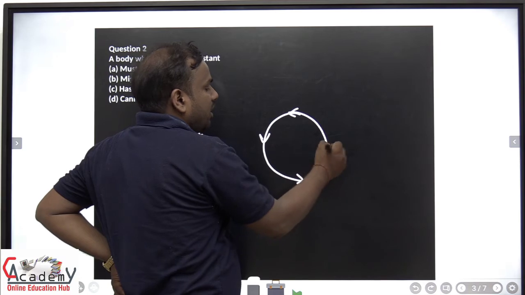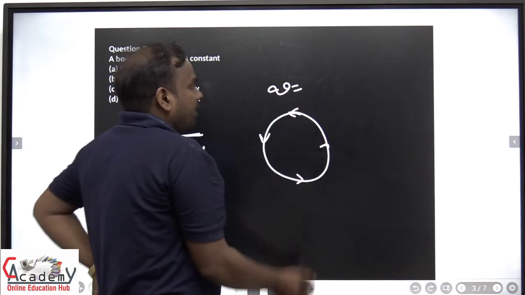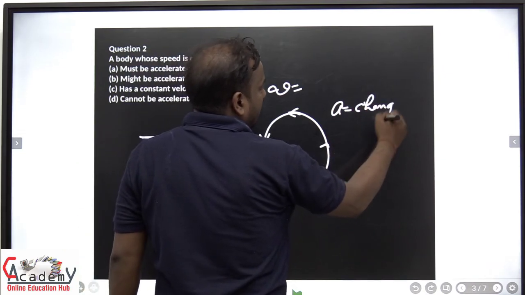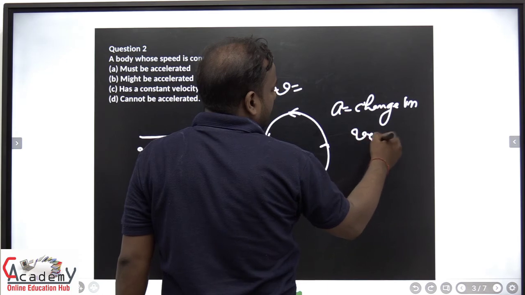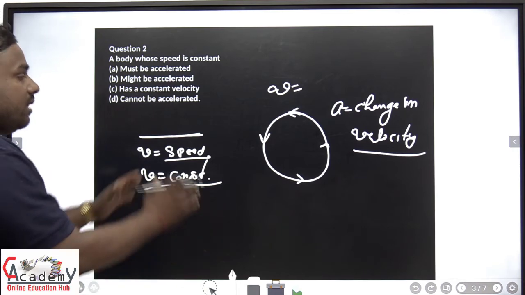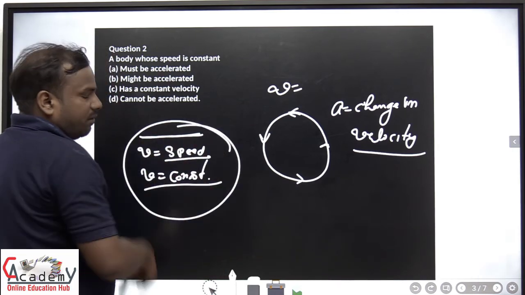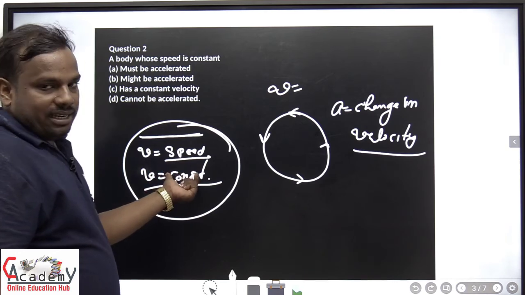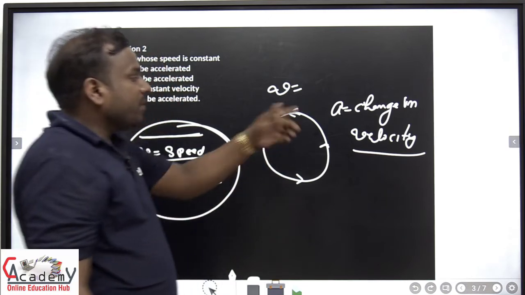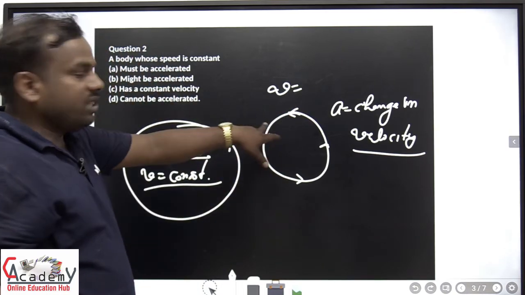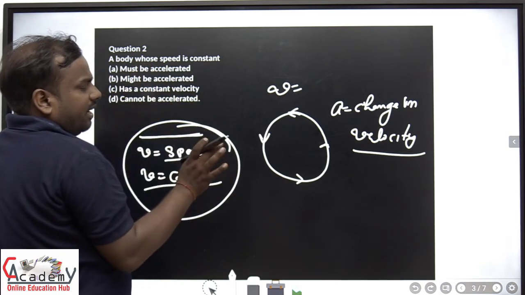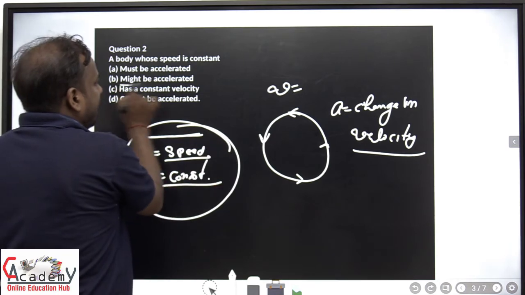at every position. So velocity here will change, and we know that acceleration is the change in velocity. If speed is constant on a straight path, then velocity will also be constant, so no acceleration is produced. But when a body moves around a circular path, velocity changes due to change in direction. So it may accelerate; it is not necessary, but it might.